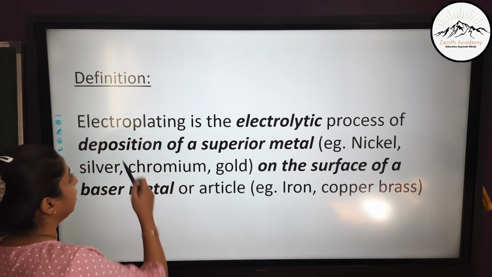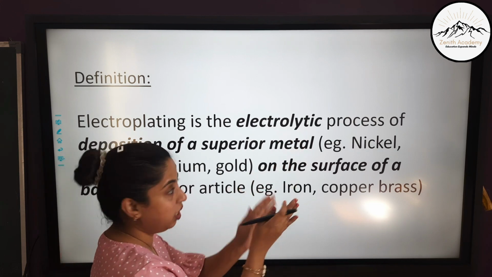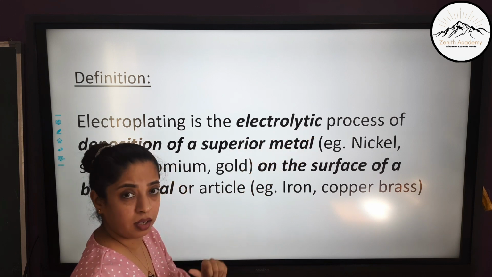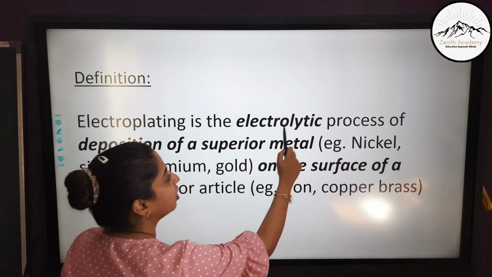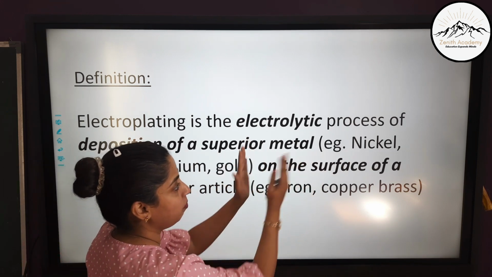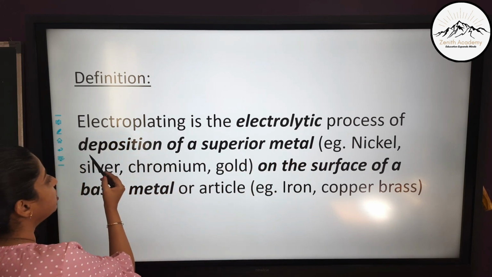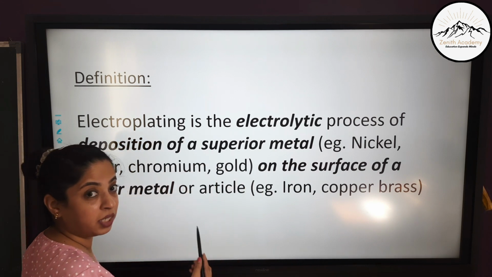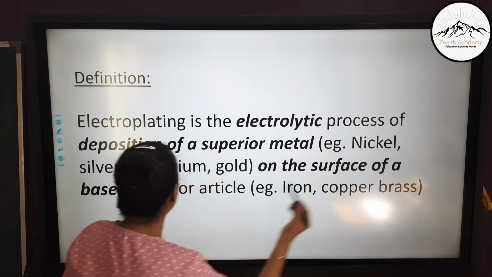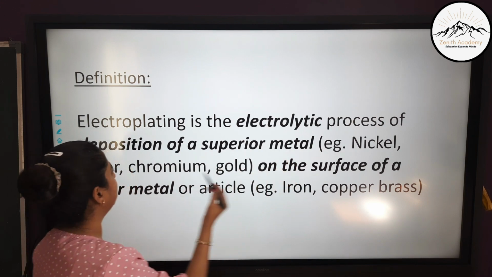Now what does it mean? Electrolytic means, lytic means breaking and electro refers to electricity. So whenever there is breaking happening with the help of electricity, it is known as electrolytic process. So we understood that there is electricity passing and there is some breaking. Now when this electrolytic process happens, then what happens? Deposition of a superior metal. So some metal which is superior gets deposited. Where does it get deposited? On the surface of a baser metal. So there is a base metal or an article on which the superior metal is deposited.